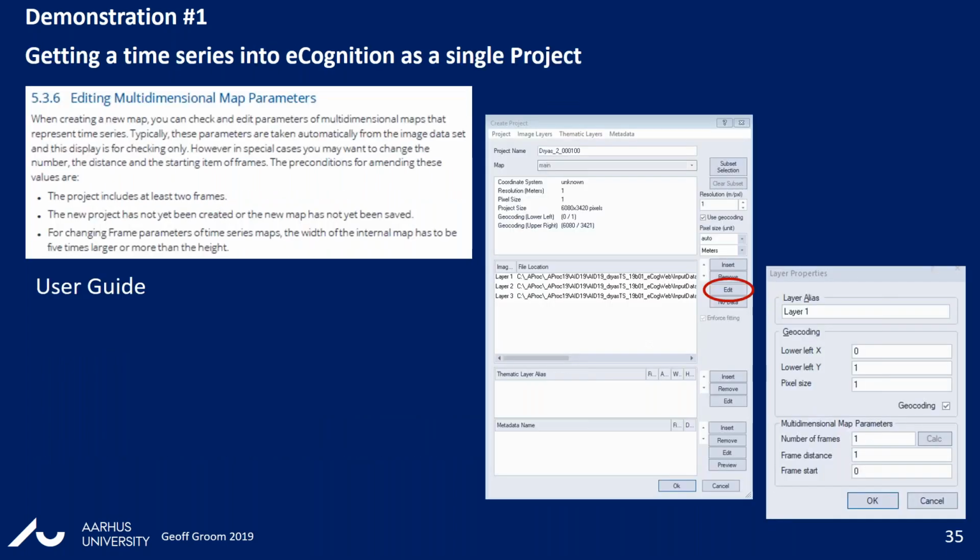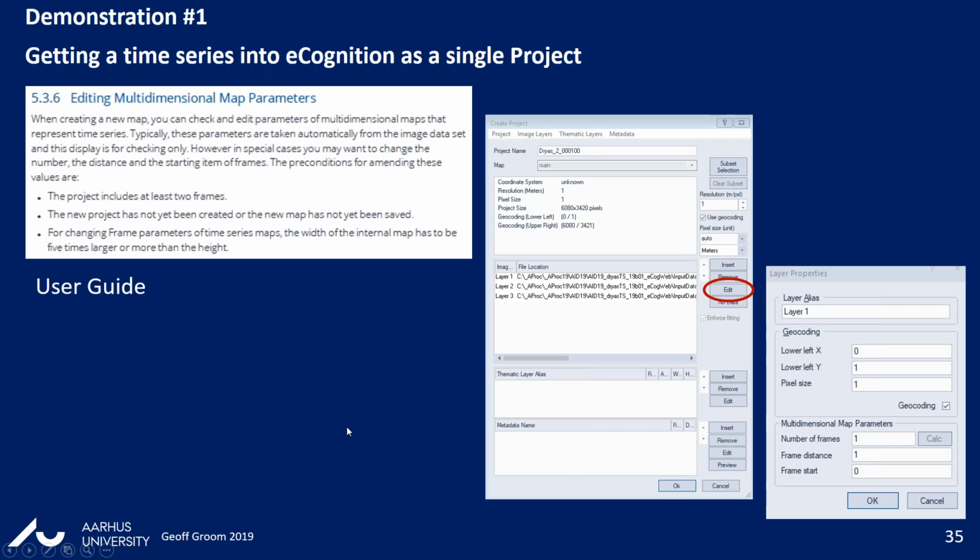This is part of demonstration 1 still, getting a time series into eCognition. It seems it is possible to do that as a single project. I picked up on this part of the user guide, which explains something in relation to modifying the layer properties in terms of the number of frames, frame distance, etc. I've not tried that. Well, I did try it, but I couldn't get it to work.